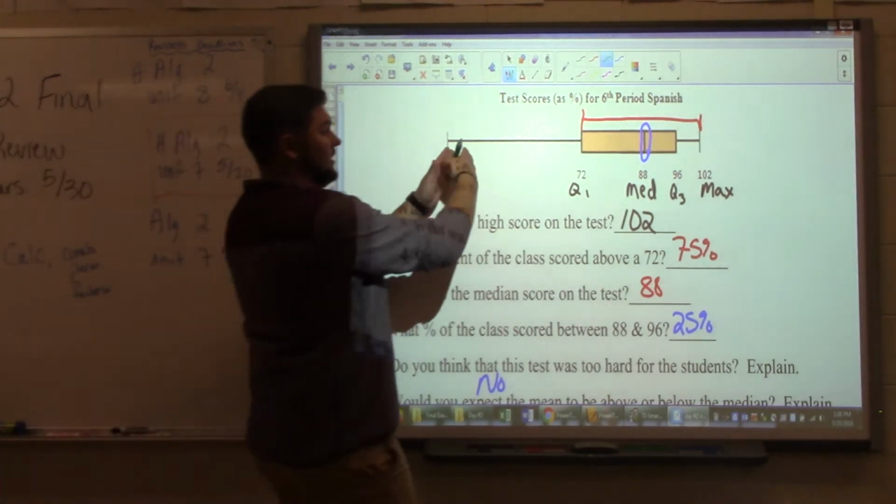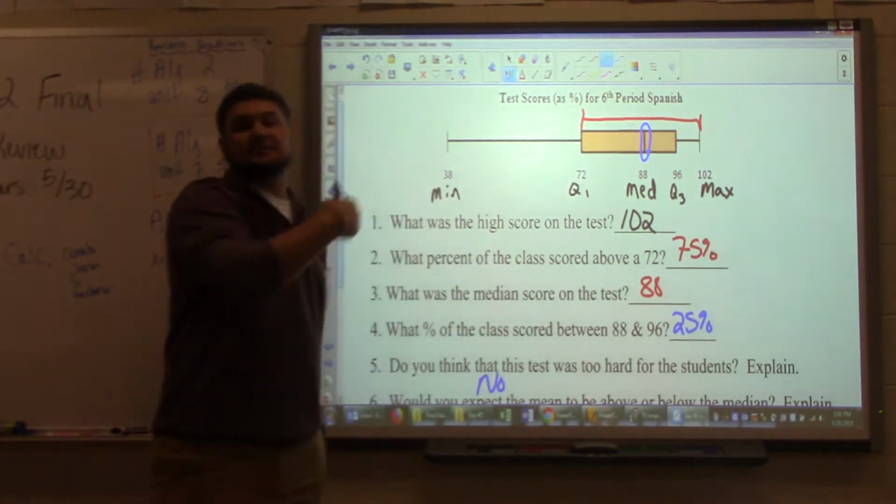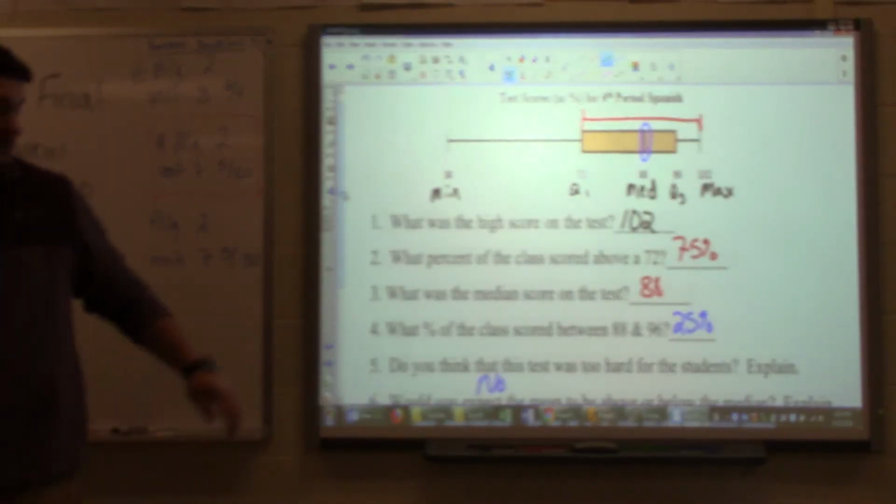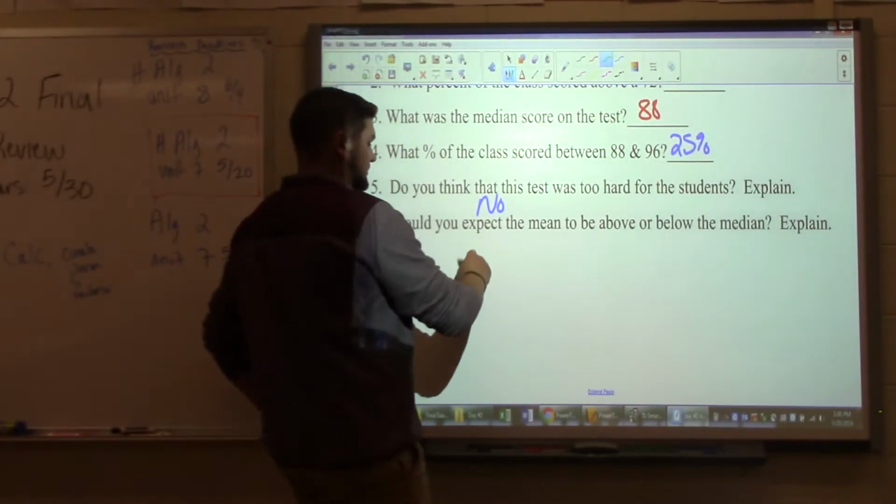This is more spread out. I mean, there's more numbers to possibly drag it down. So I would say I'd expect it to be below the median.